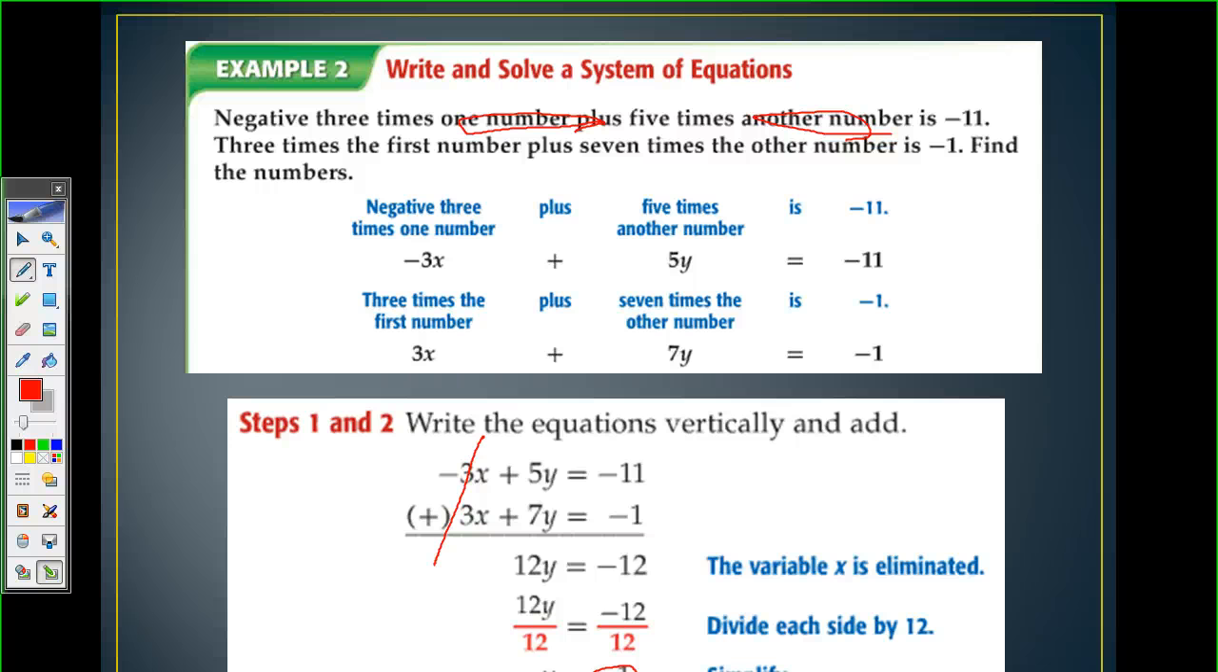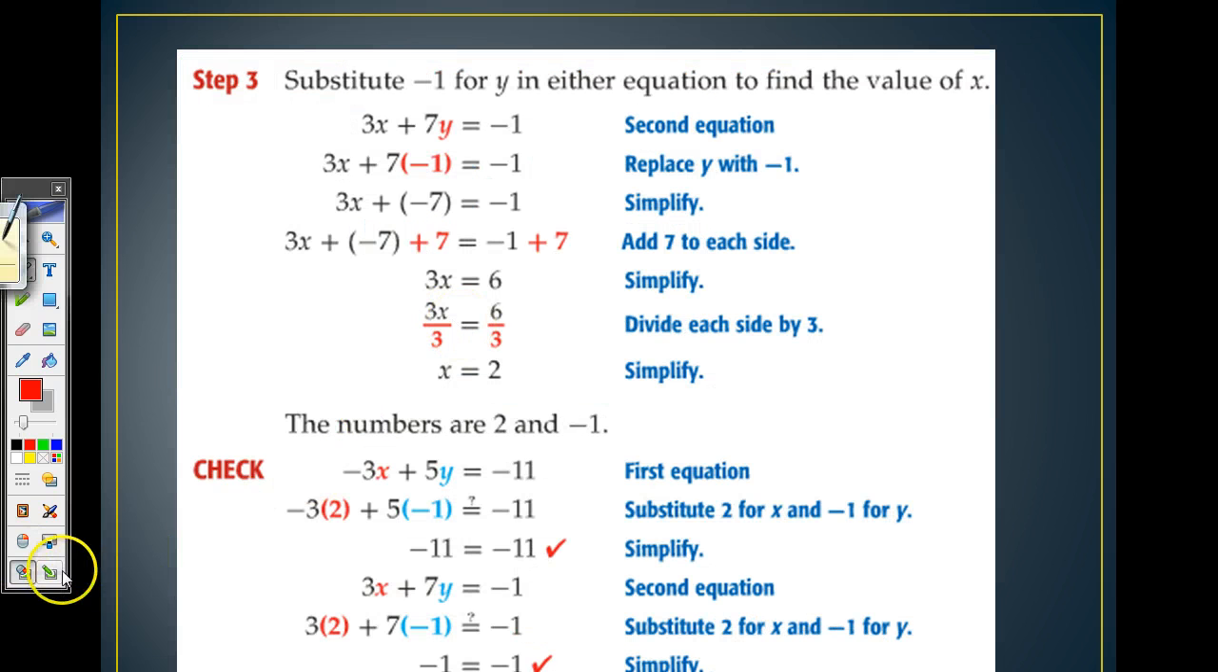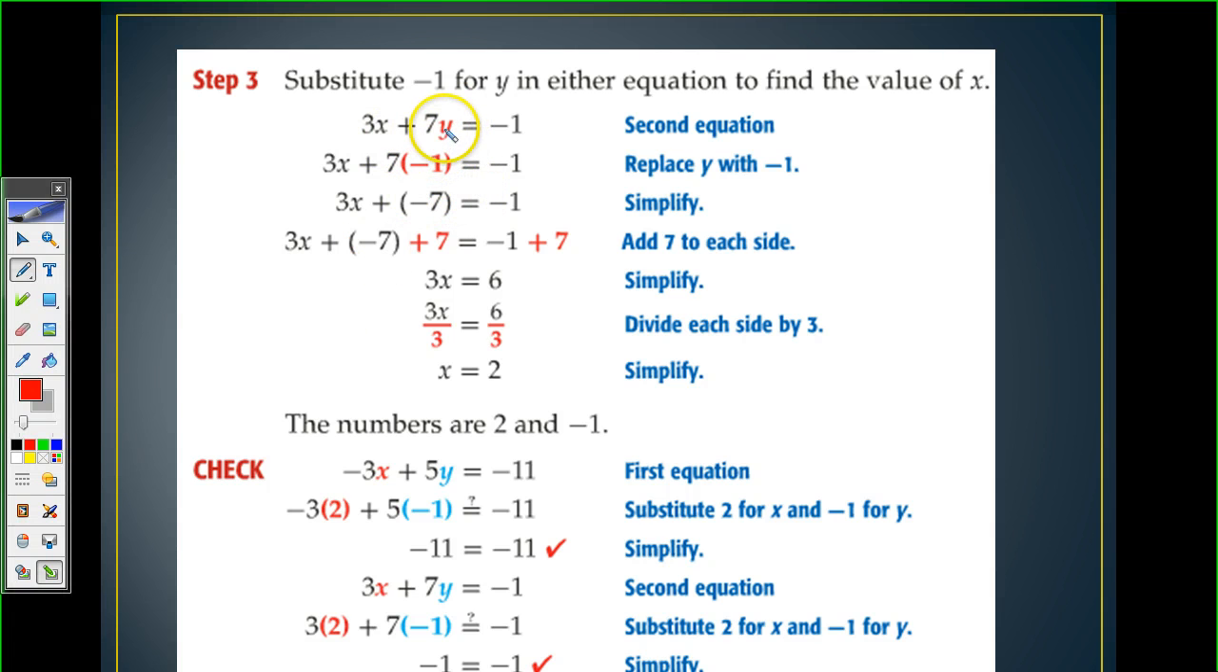So this negative 1 here, you can put either here or there to find what x is. See, they chose one of the equations. They put the negative 1 for y here. 3x plus 7 times negative 1 is negative 7. Yep, and then you add 7 to each side to get rid of this. You have 3x equals 6, divided by 3, and you have x equals 2. So your final answer is x is 2, and y is negative 1.